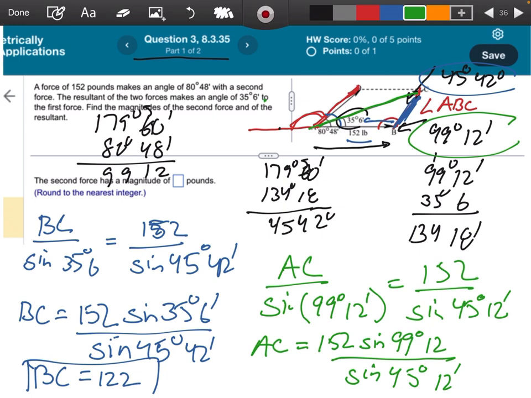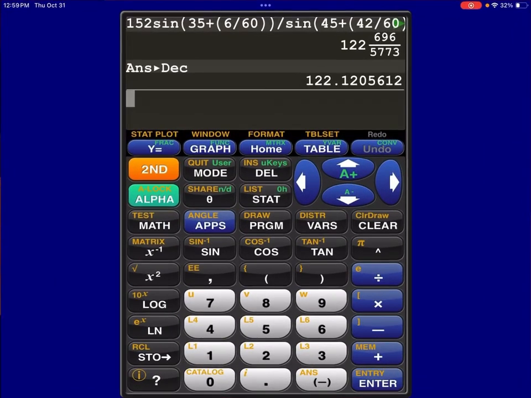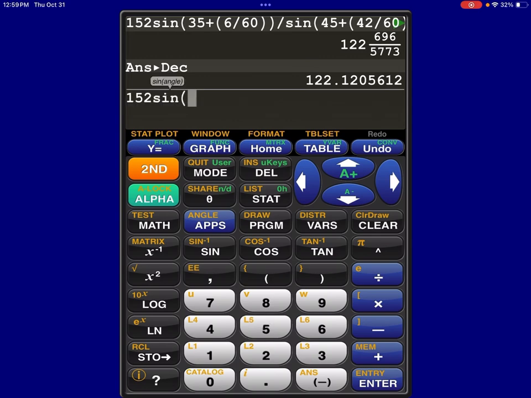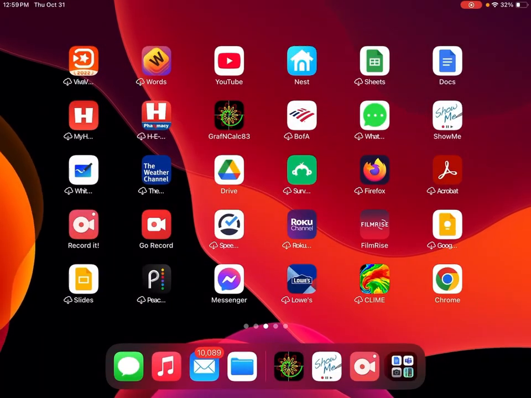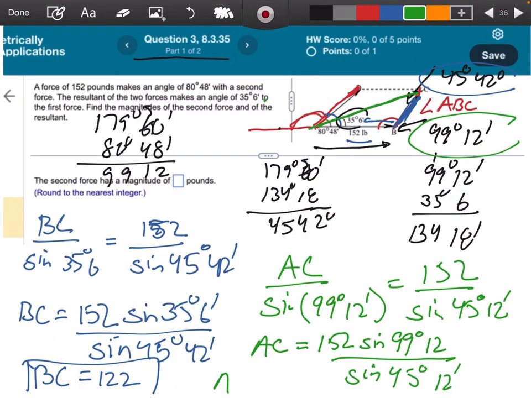Let's see. Okay, so again, I'm going to take a picture here to make sure I'm doing this right. Okay, let's come back here. So what I have now is 152 sine of 99 degrees plus 12 minutes, so 12 over 60, divided by sine of 45 degrees and 42 minutes again. Parentheses, 42 over 60. And I'm coming up here with 211. And that should be my side for AC. Okay. You got any questions? Let me know. I'm happy to help.